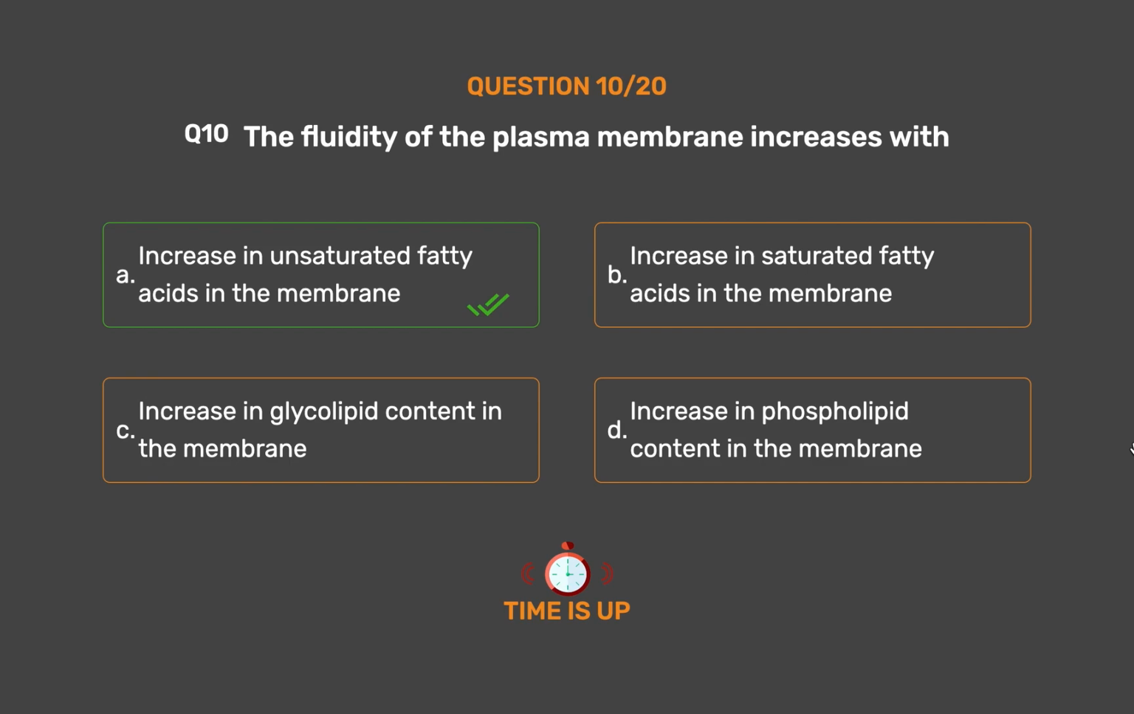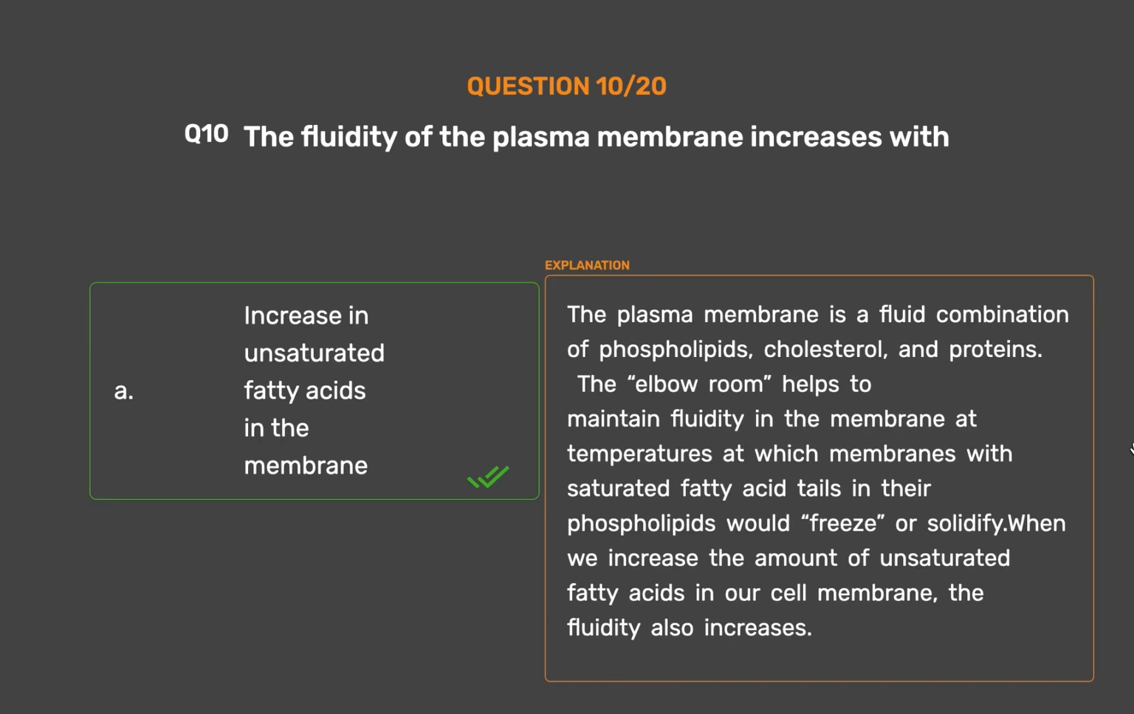Increase in unsaturated fatty acids in the membrane. The plasma membrane is a fluid combination of phospholipids, cholesterol, and proteins. The kinks in unsaturated tails help to maintain fluidity in the membrane at temperatures at which membranes with saturated fatty acid tails in their phospholipids would freeze or solidify. When we increase the amount of unsaturated fatty acids in our cell membrane, the fluidity also increases.